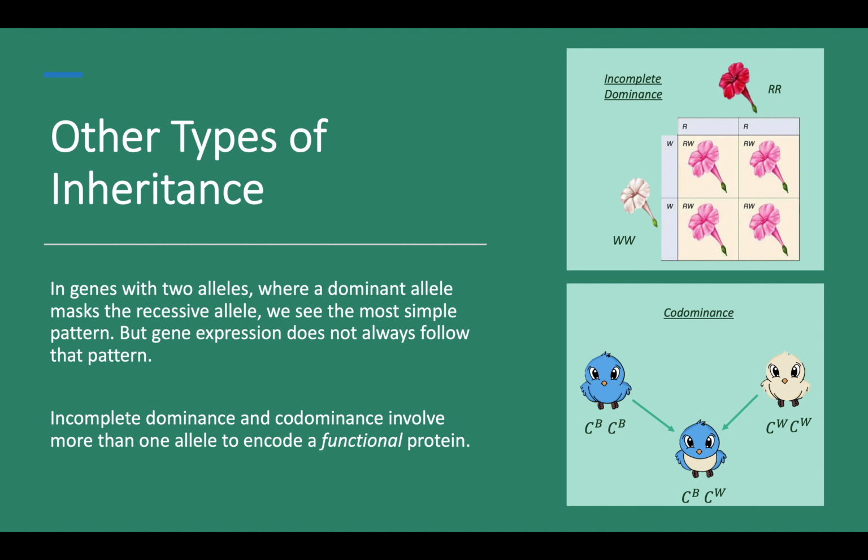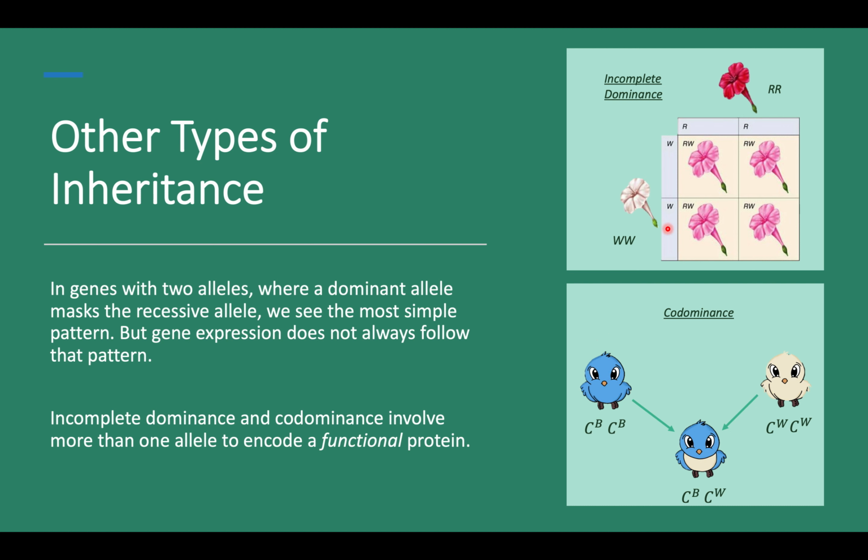So in genes with 2 alleles, where a dominant allele masks the recessive, which is always going to happen, we see the most simple pattern, but gene expression does not always follow that simple pattern. In these images, I can show you a couple of examples. On the top image, you have incomplete dominance. And on the bottom image, you have codominance.